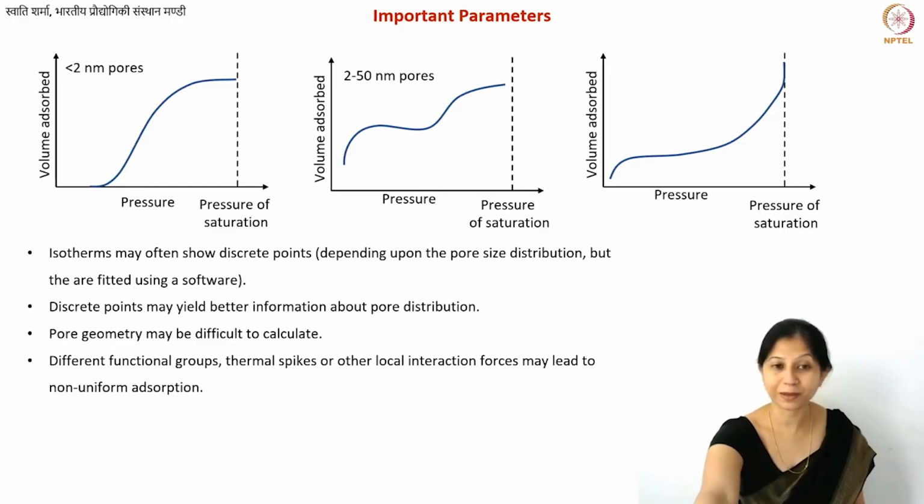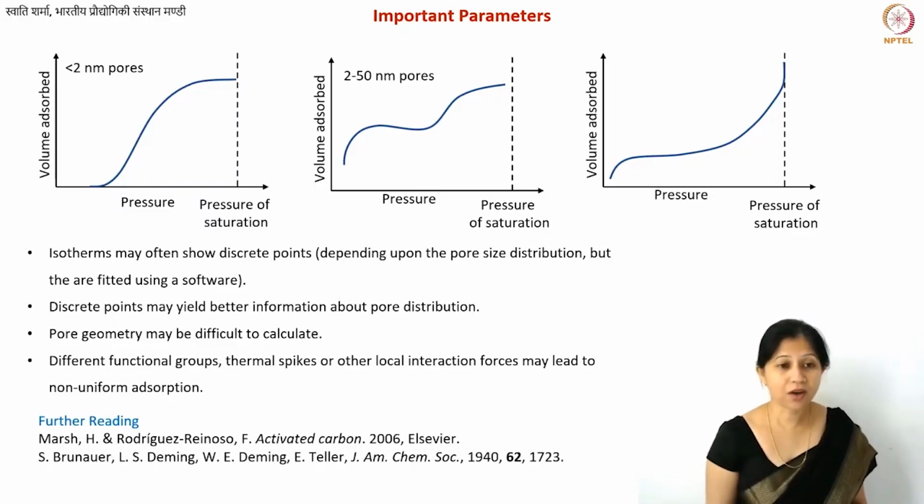Okay, so now here I have mentioned some resources for further reading. The first one is a book, and from there you can get a lot of information specific to carbon materials and the surface area measurements of carbon materials. The second one is a paper from where you can get the information about the origins of the BET theory. There can of course be several more resources that you could utilize. Okay.